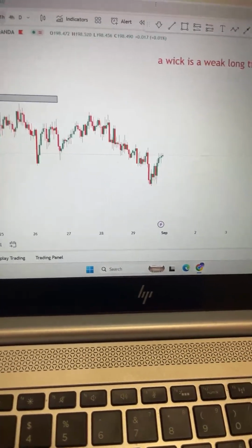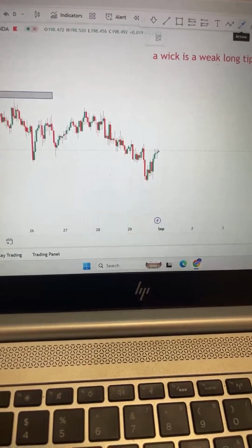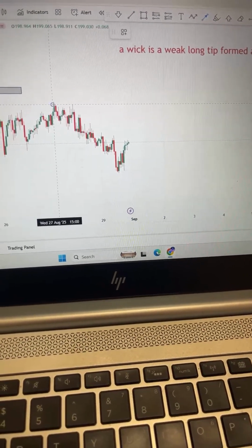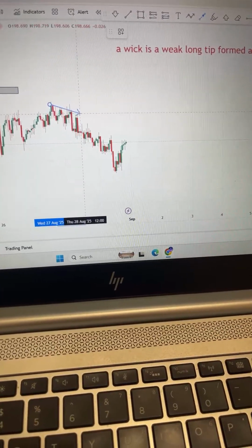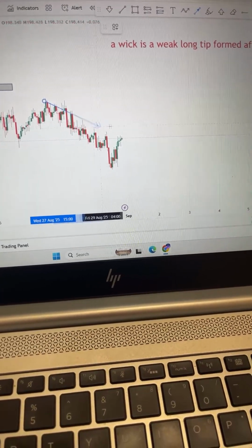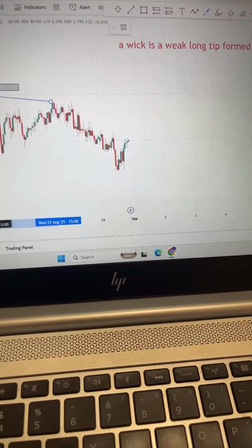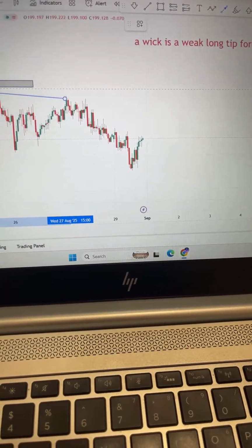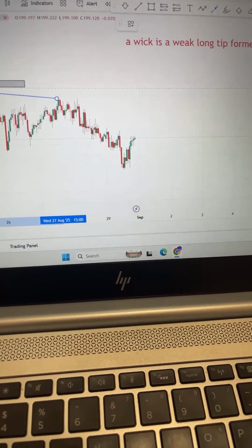And here we can spot most of them, very many. This is a wick, this is a wick, this is a wick. There are very many, even this one that tapped here. This is a wick, of which this can also be our liquidity.